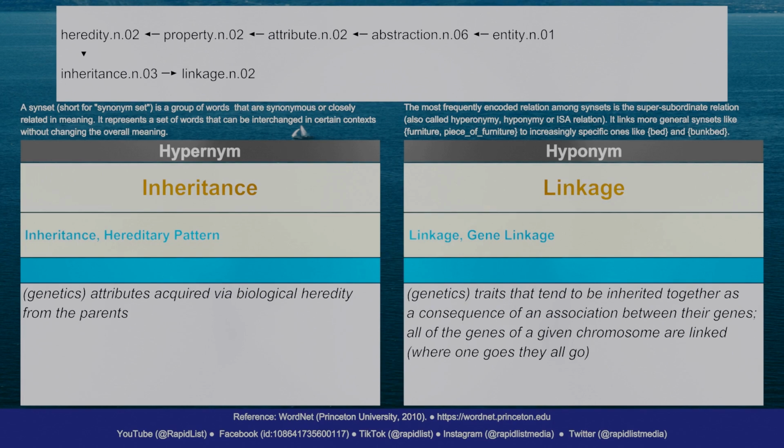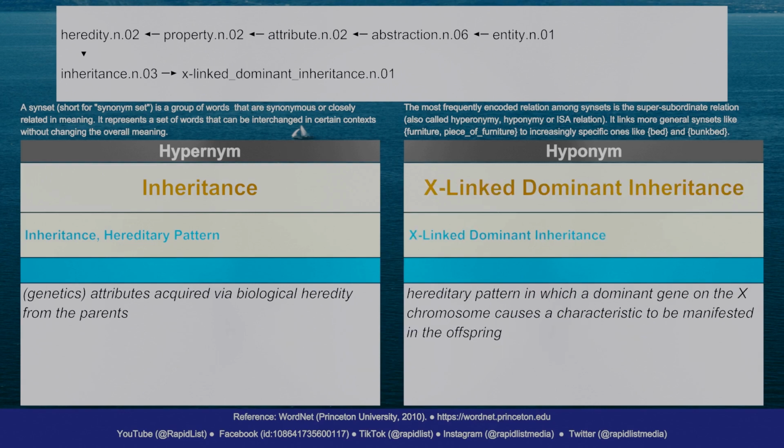Linkage. Genetics, traits that tend to be inherited together as a consequence of an association between their genes. All of the genes of a given chromosome are linked. Where one goes, they all go. X-linked dominant inheritance. Hereditary pattern in which a dominant gene on the X chromosome causes a characteristic to be manifested in the offspring.